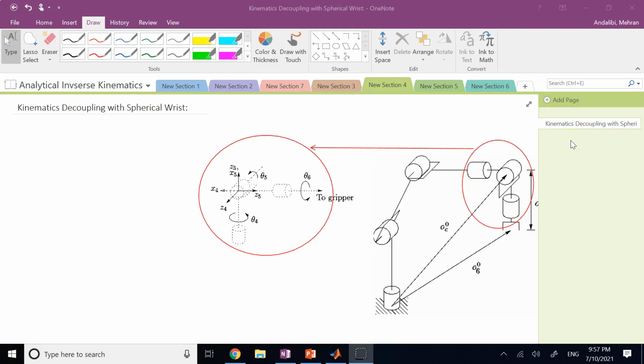Now, in special cases, you can guarantee an analytic solution for robots. What is that? The robot has to have only 6 degrees of freedom.